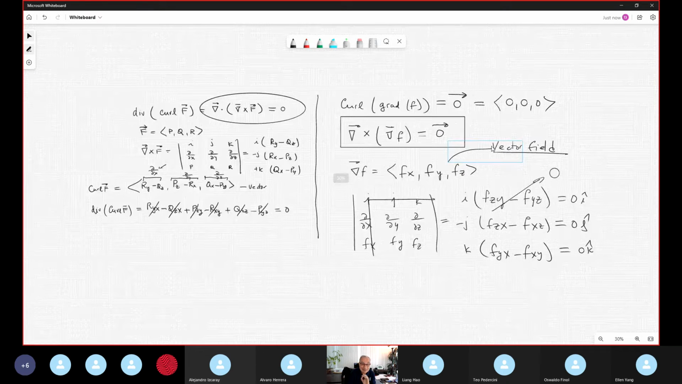Okay, let's dedicate the rest of the time to doing at least one decent example of the potential function.